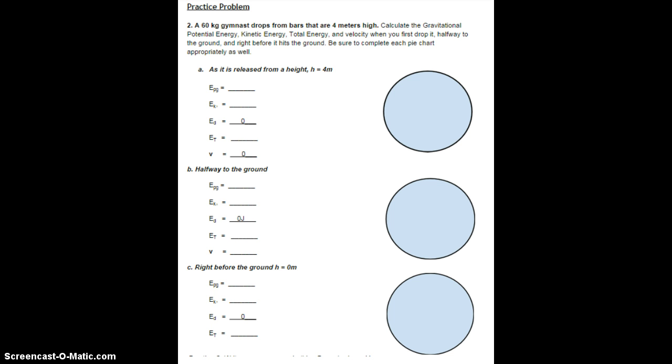And in this example, we have a 60 kilogram gymnast who drops from bars that are 4 meters high. Calculate the gravitational potential energy, kinetic energy, and total energy, and then velocity at various points. Let's take a look at that. And just remember, how did that gymnast initially get that energy? There was some work done to the gymnast. Perhaps they were picked up and placed on those bars.